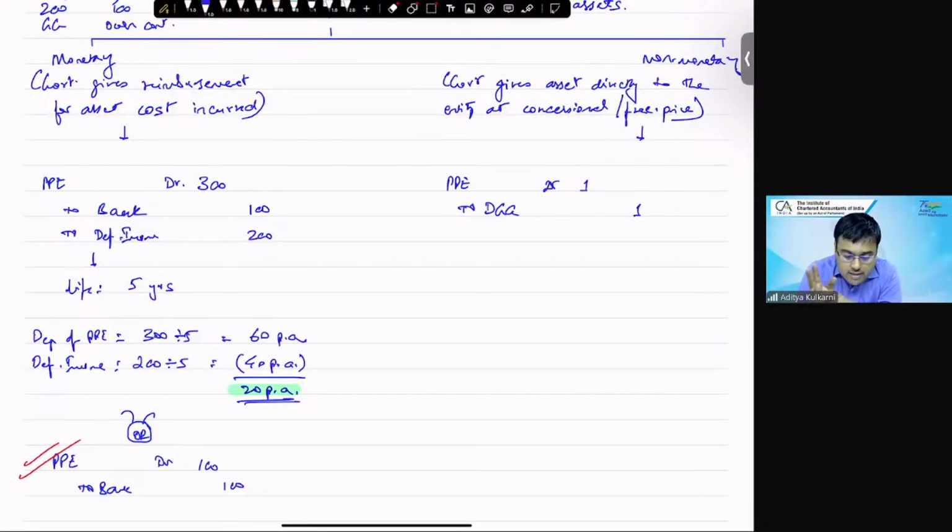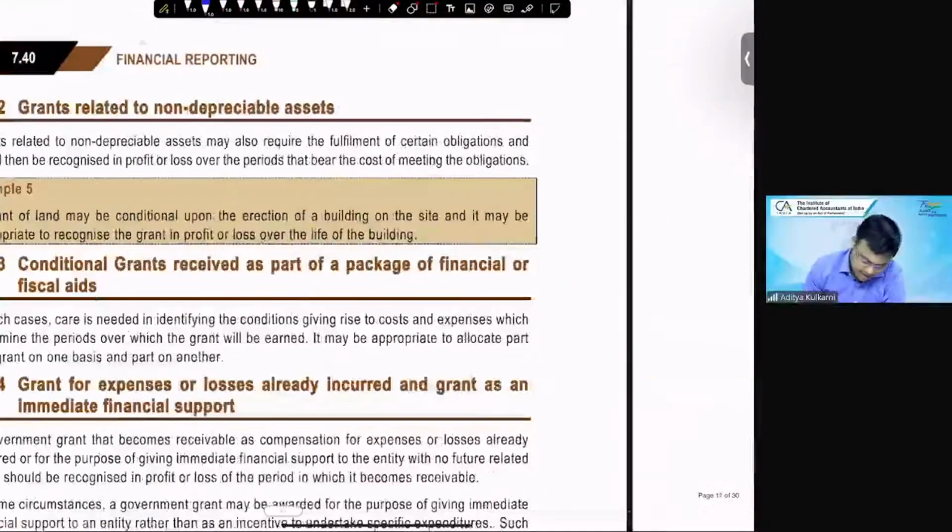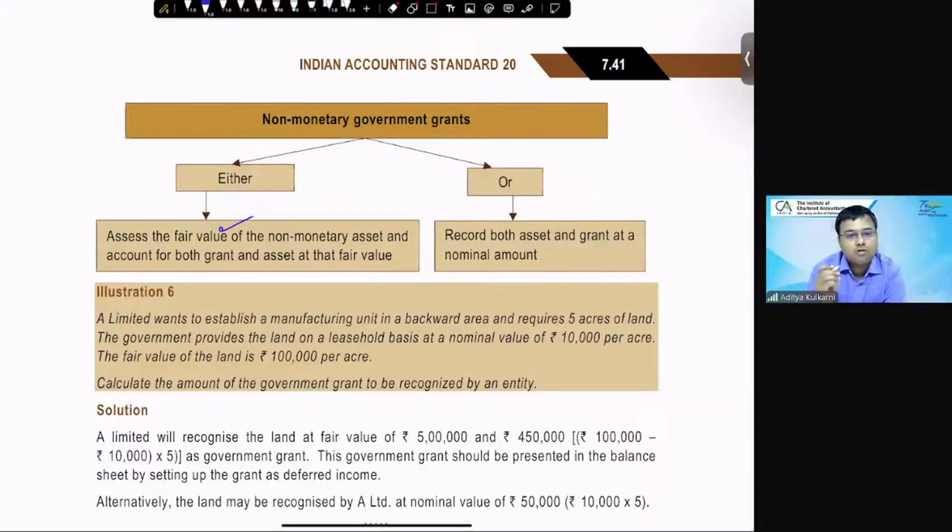So now the choice is whether I should go for fair value accounting of that land, or should I go for a nominal value? Okay. So here, for non-monetary government grants, you can assess the fair value of the non-monetary asset and account for both grant and asset at that fair value. So if 50 acres, each acre is worth say 1 crore, hypothetical, so 50 acres into 1 crore, you will recognize the land at 50 crores and the grant at 50 crores.